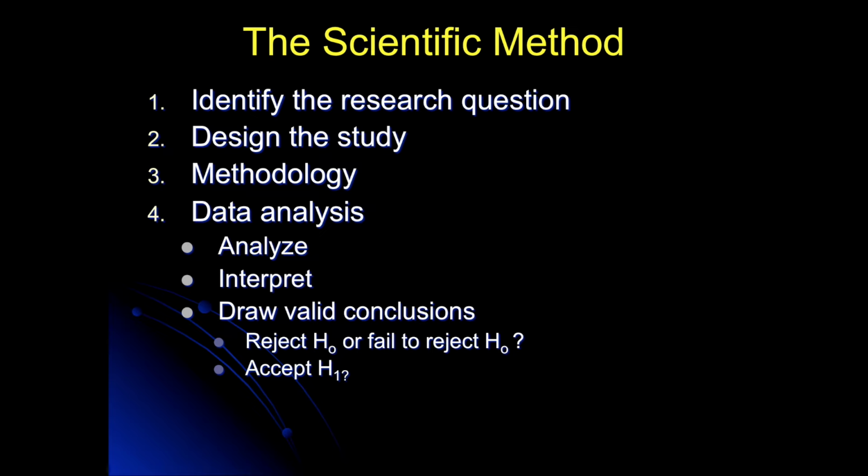Now, if we reject our H0, our null hypothesis, then we accept the alternative hypothesis, or H1, which is basically the opposite of what your original hypothesis was. So if your original hypothesis was that amino acids increase muscle mass, but you did not find that in your study, so you reject that hypothesis, then you'll accept the alternative hypothesis, or H1, which is basically that amino acids do not increase muscle mass.